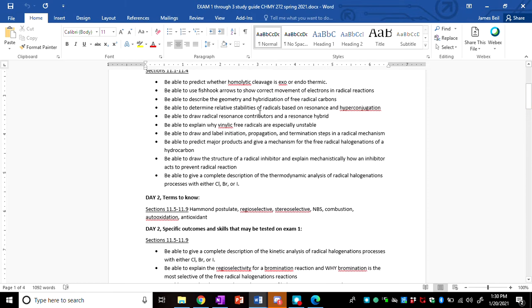But the bullet points are what I use to write exam questions. So I might ask a question about the thermodynamics of the halogenation reaction using chlorine, bromine, or iodine. I might ask you to describe the difference, right? So if I ask you a question about that, how are you going to be prepared? Well, you want to look for practice on that concept or topic, right?